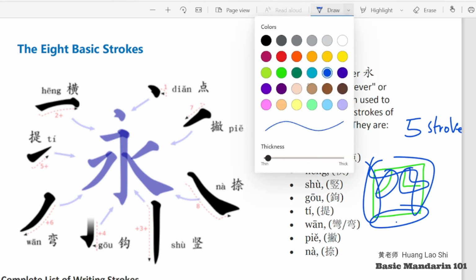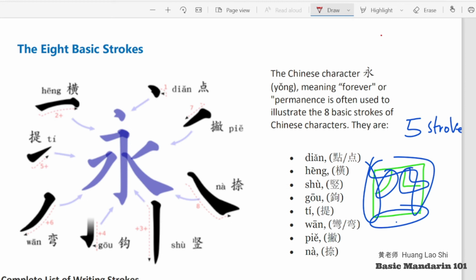Now, let's compare it to the alphabet. When it comes to the alphabet, let's say the letter A. The letter A is composed of 3 lines. 1, 2, 3, the big A, right? And some, you could write it like this. You could write it like that.